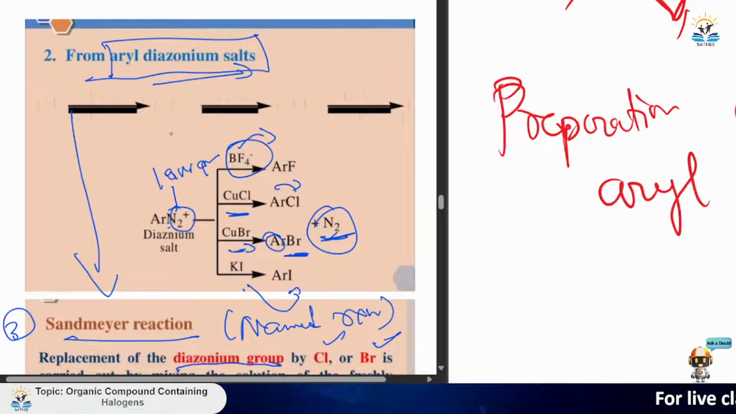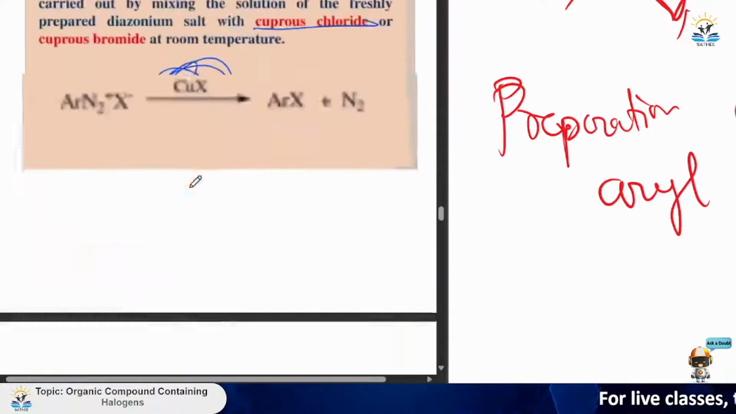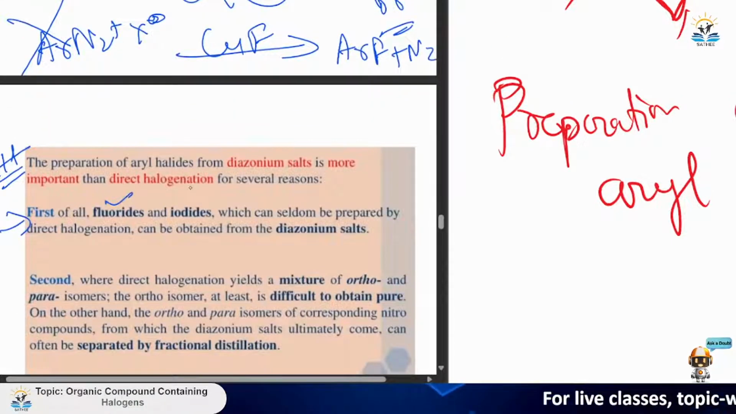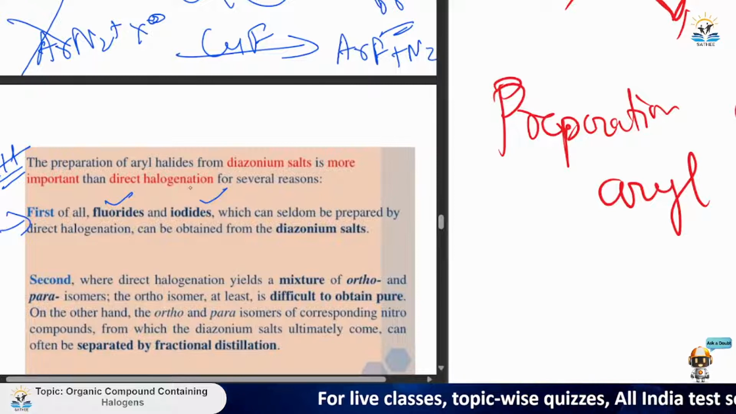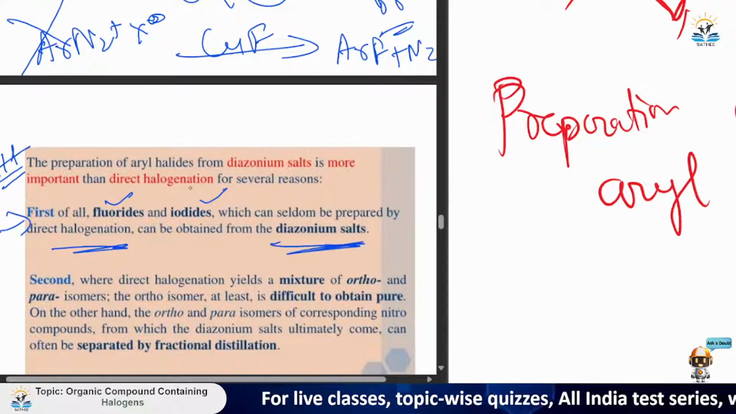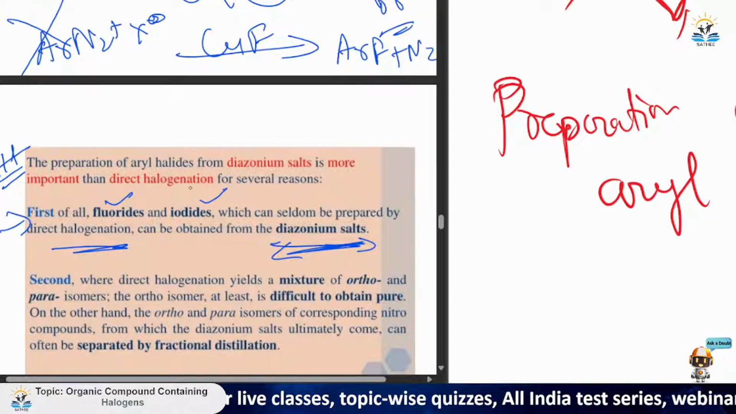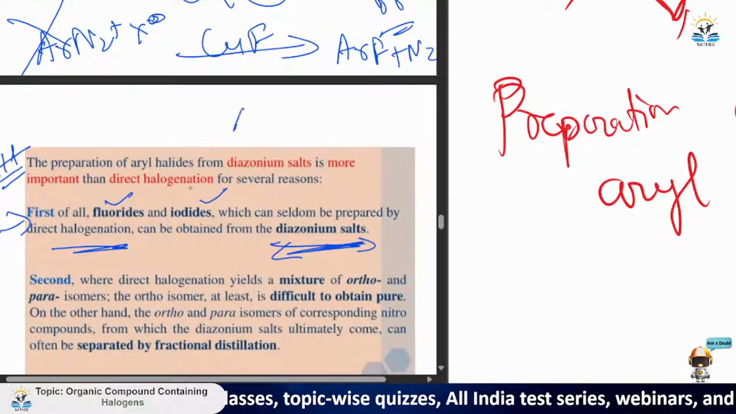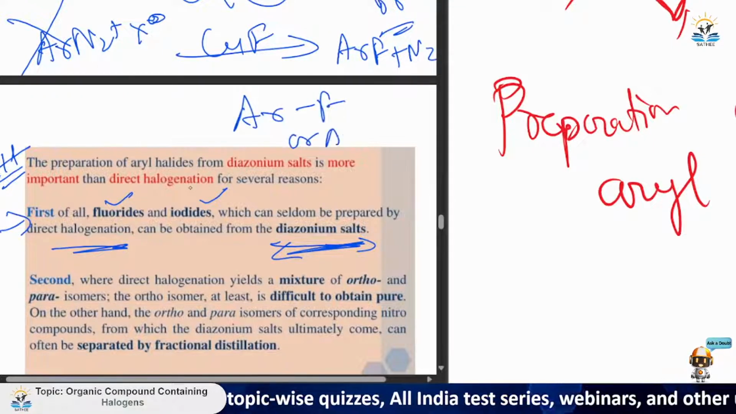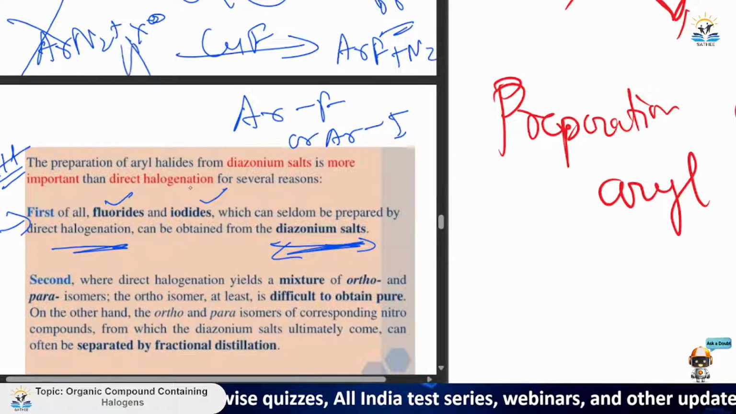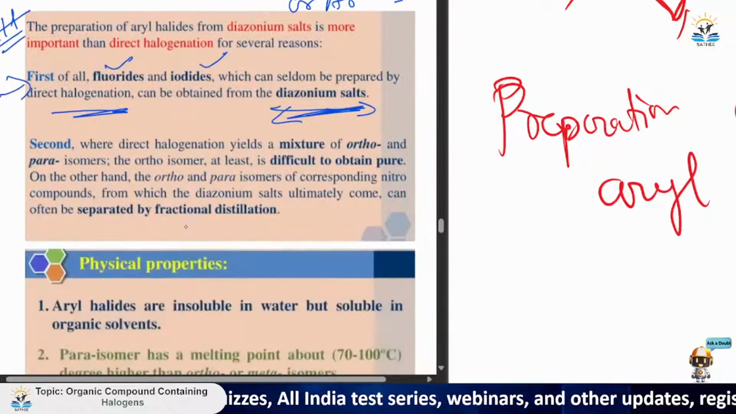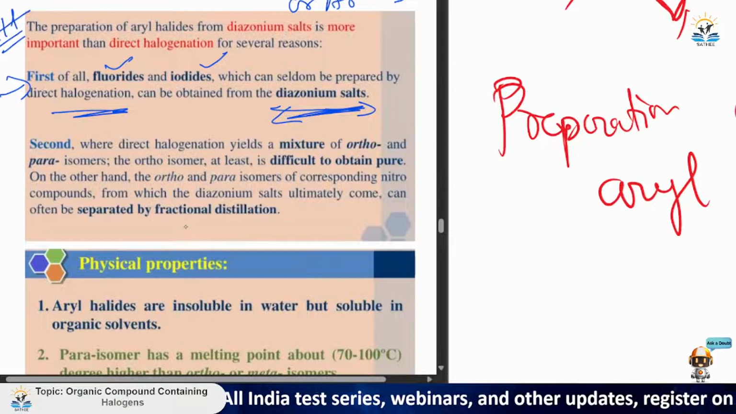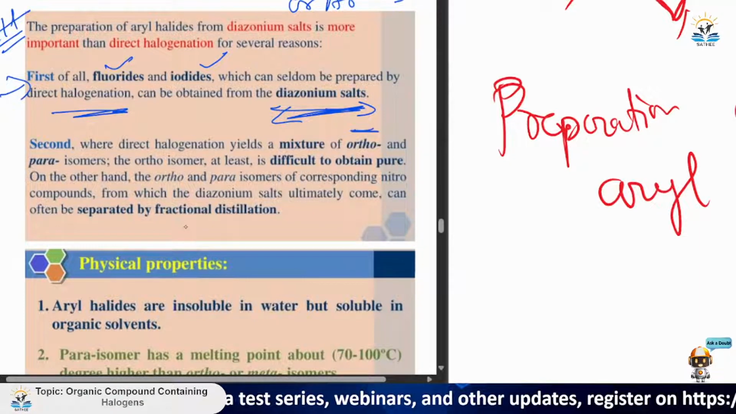But see, here in diazonium reactions, what you are seeing is that fluorides and iodides cannot be prepared by direct halogenation. Sorry, this fluoride and iodide we can prepare by the diazonium salt preparation, but we can't prepare ArF or ArI by direct halogenation, just like this one. This is the example.